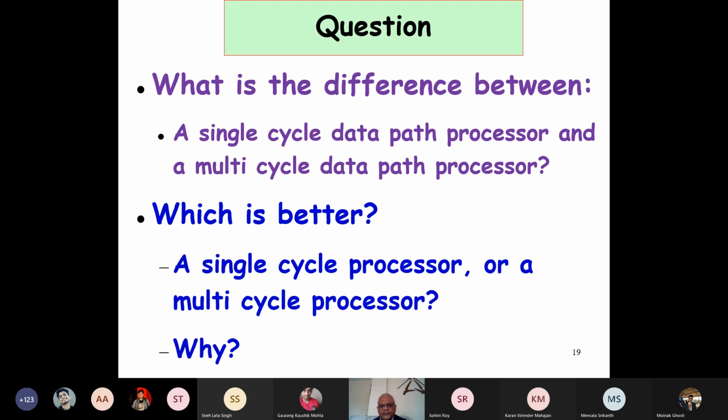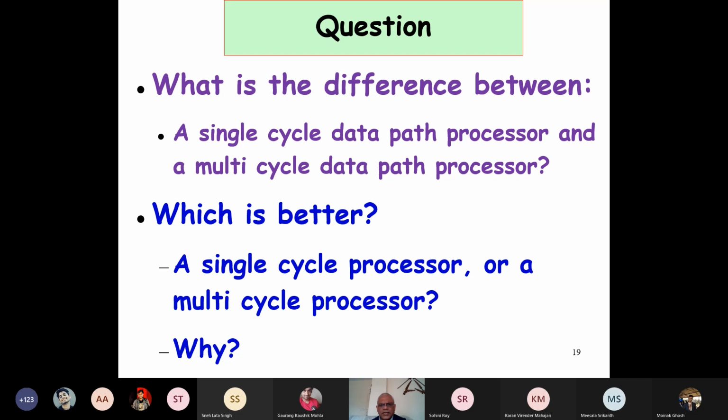Now before we look further into the instruction set architecture, we need to answer one very fundamental question. What is the difference between a single cycle data path processor and a multi-cycle data path processor? Somebody may ask you this same question someday. What is a single cycle processor and a multi-cycle processor? Now let's look at the answer. Don't really expect that somebody will be able to answer, but if you can, it will be really great.